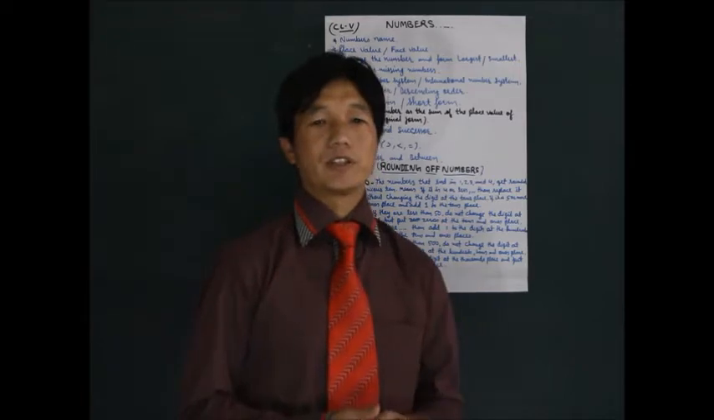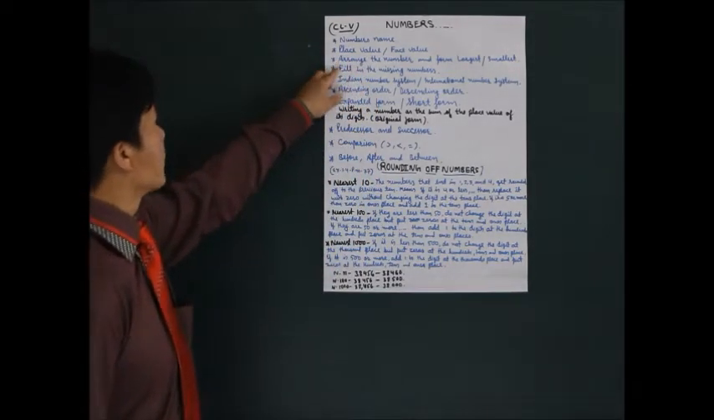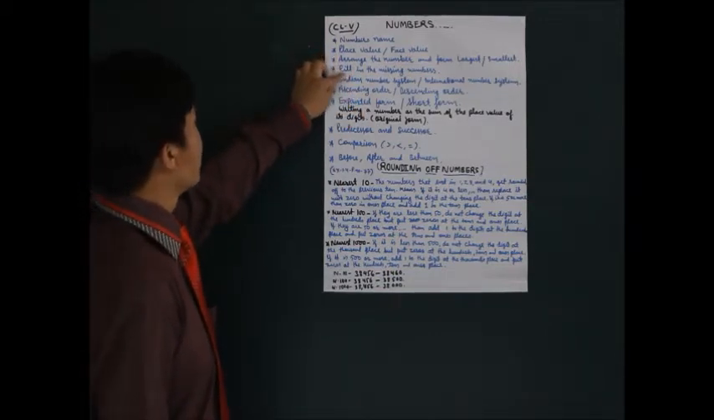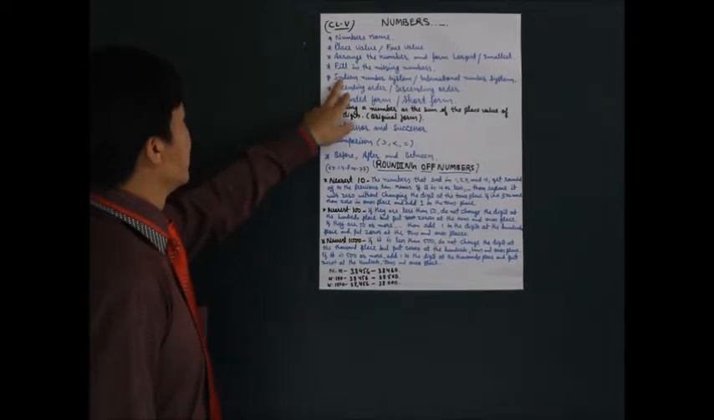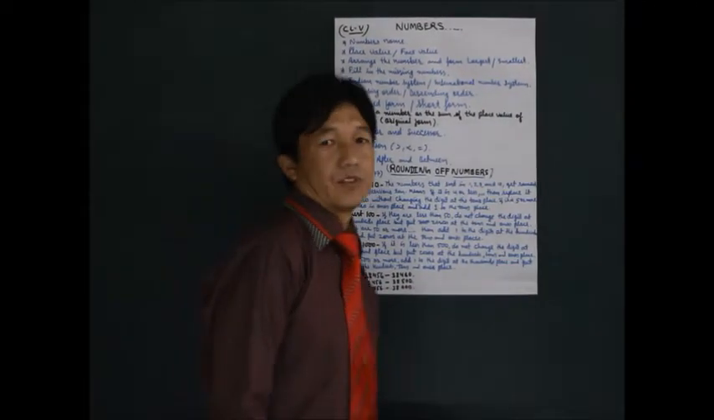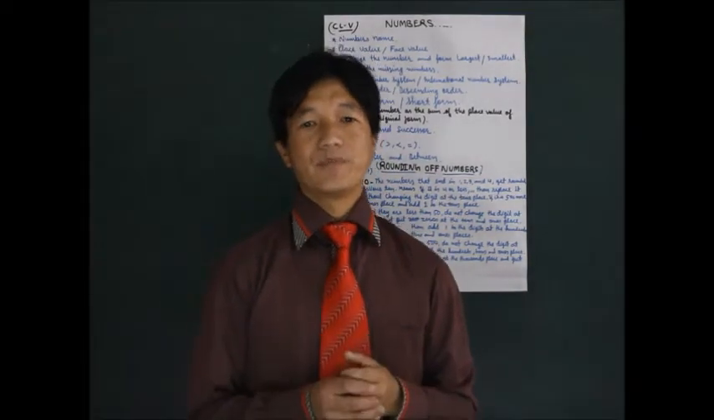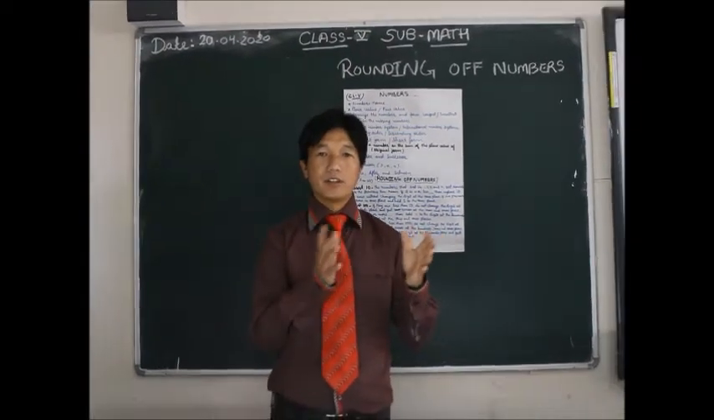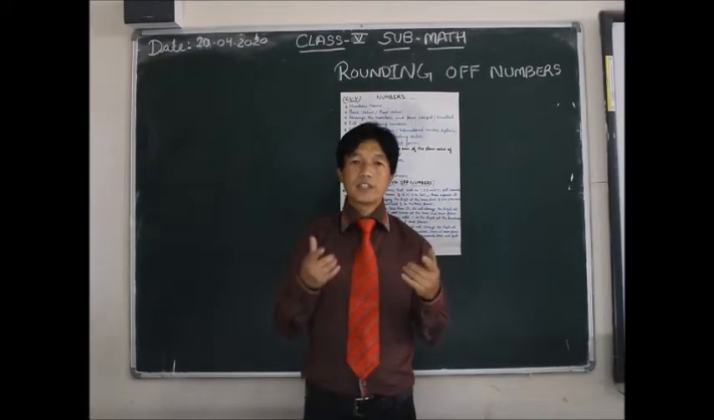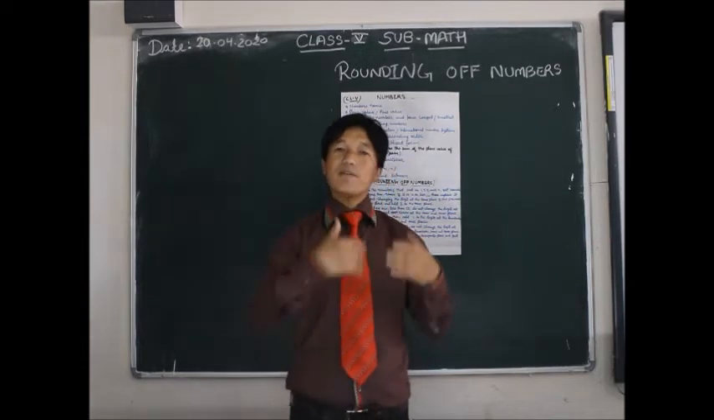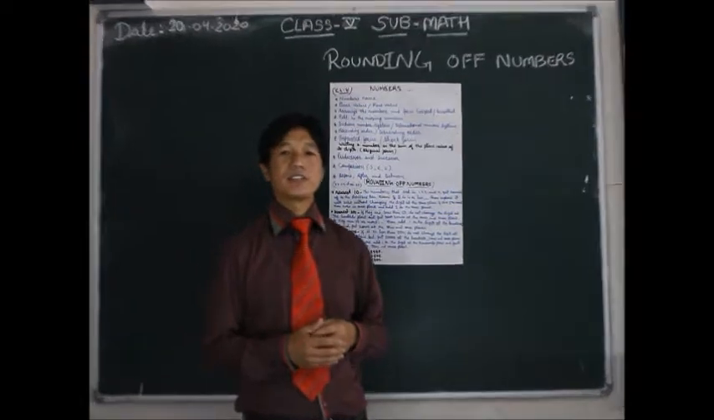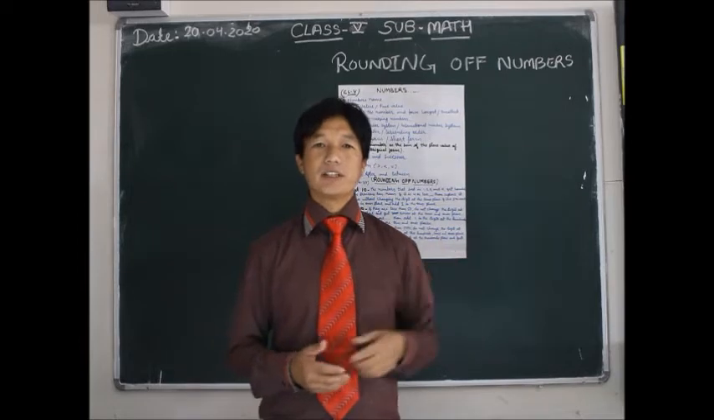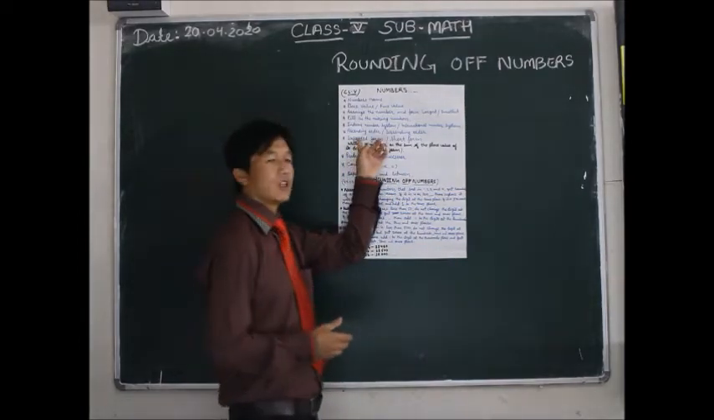You know what place value and face value are. Then arranging the numbers to form the largest and smallest number, and filling in the missing numbers. Then the Indian number system and the international number system. Between these two systems there is a little difference. Up to 10,000 the counting period is the same. After 10,000, in Indian it is lakh, whereas in the international system it is 100,000, million. We have already done that.